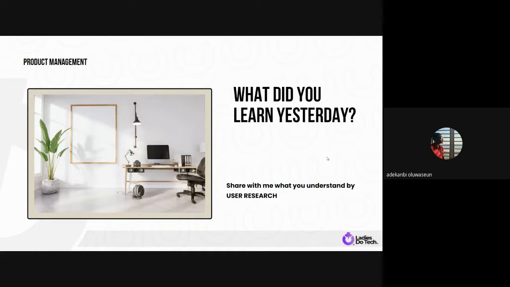So I believe user research, from the word, means conducting findings about the problems and the pain points of your users, what they actually need that you are trying to provide for them. I think it's trying to find out more about your target market. That's what I think it is. Very good.